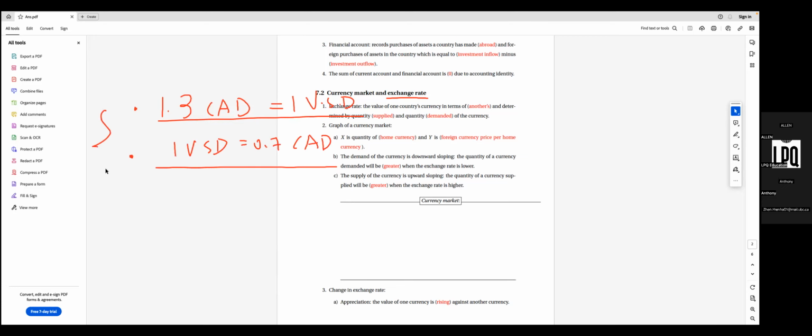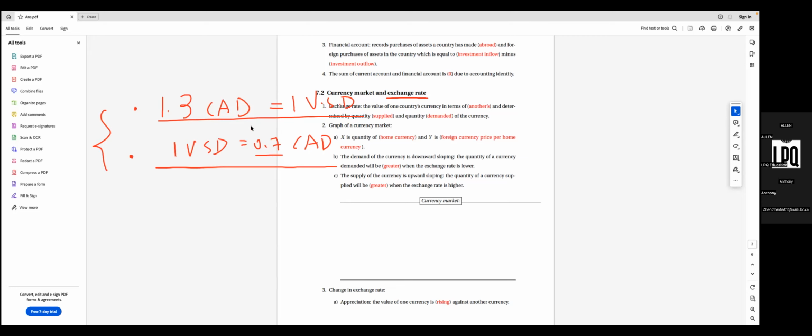These two formulas are kind of the same thing, right? You just do 1 divided by 1.3, and you get 0.7 here. This is called the exchange rate.